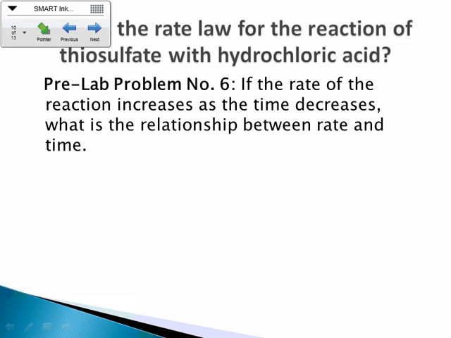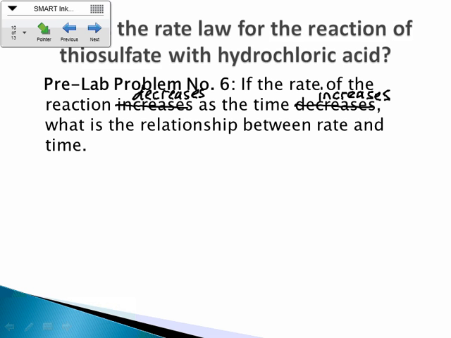All right, so cross out "if the rate of the reaction" and write "decreases as the time increases." Okay, so as our reaction continues, the rate goes down, the rate decreases. Then what's the relationship between rate and time? So in other words, in general, what can we say about the rate of a reaction as it proceeds? What's typically going to happen to the rate? It's going to slow down, right?